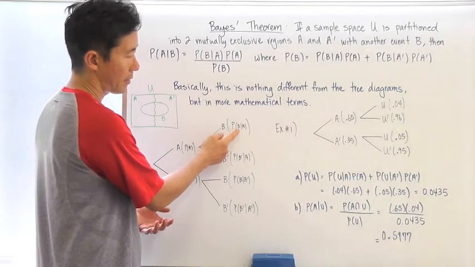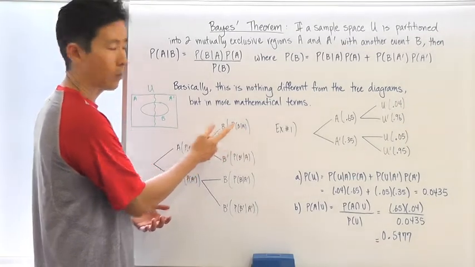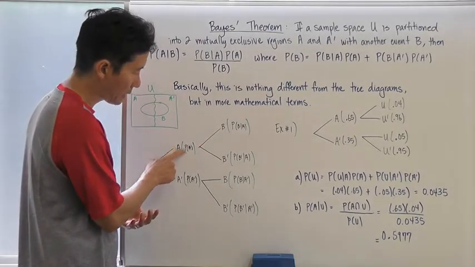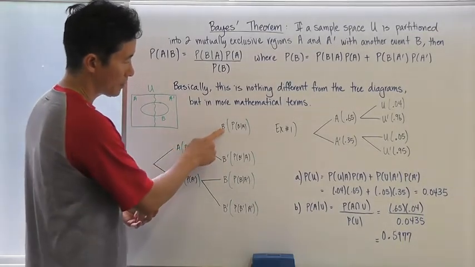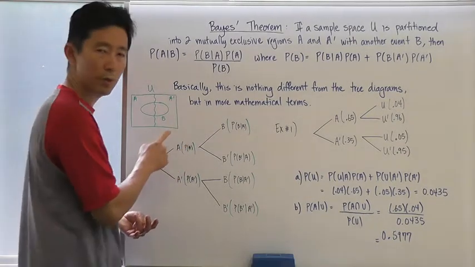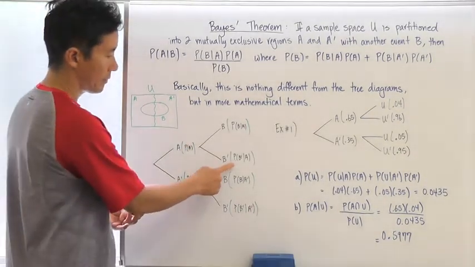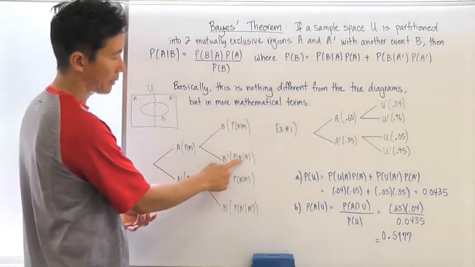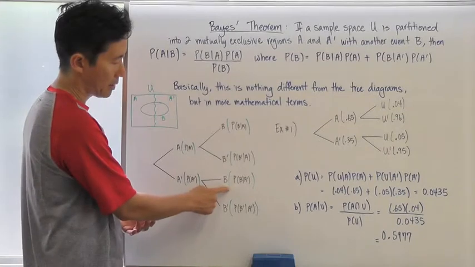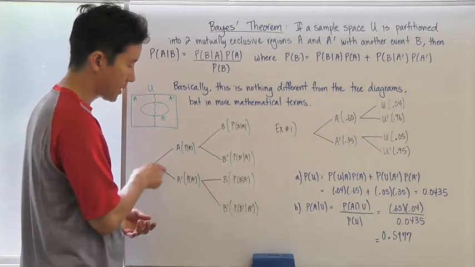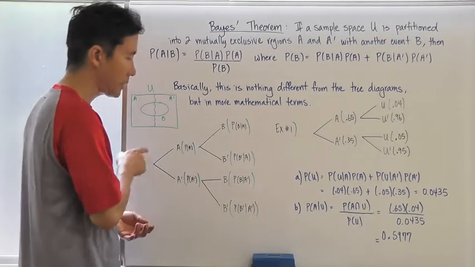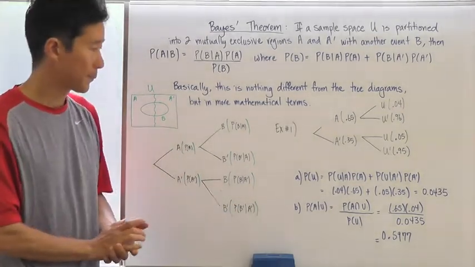What we have now is actually going to be the probability of B given A. Now why is that true? Well, the reason is that we have to go through A to get to B, so this probability of B is dependent upon the probability of A because we went through it. It's the same thing for this one: this is the probability of B prime given A because we had to go through A. This one is the probability of B given A prime because we had to go through A prime. And this is the probability of B prime given A prime, because again we had to go through A prime.